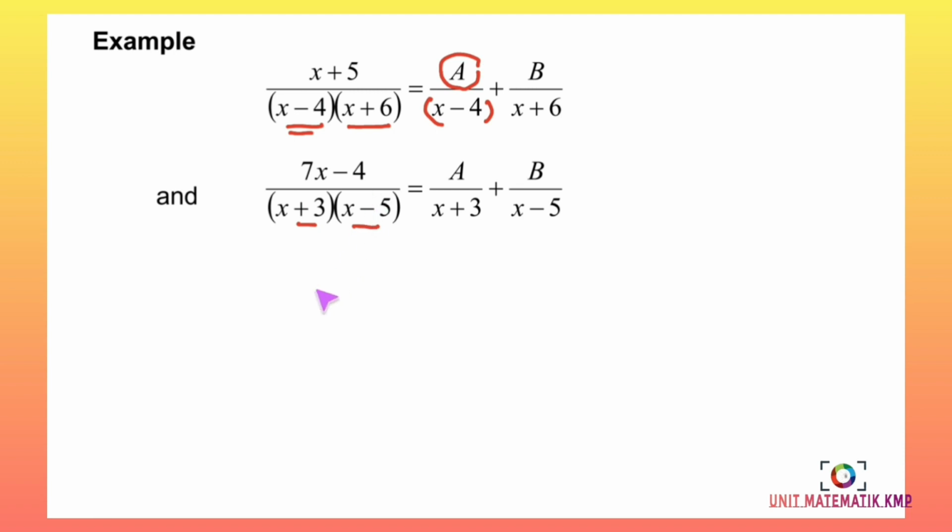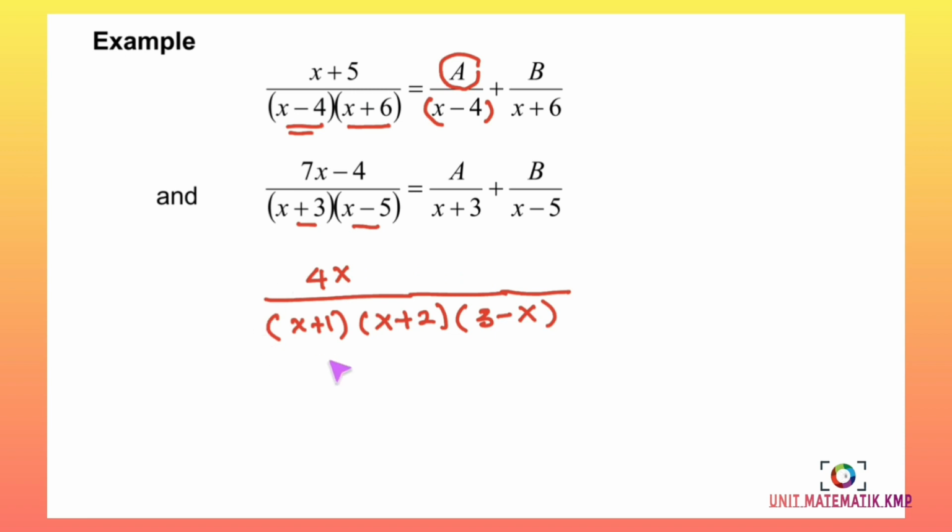Okay, let's see the third example. Let's say we have 4x over (x plus 1)(x plus 2)(3 minus x). This is a proper fraction. So how can we split into partial fractions? Firstly, we need to determine the types of denominator. Here the first factor is linear. So if linear, the numerator should be constant. So a over (x plus 1).